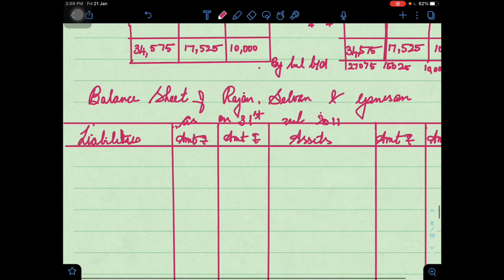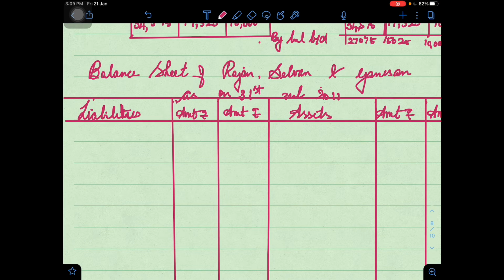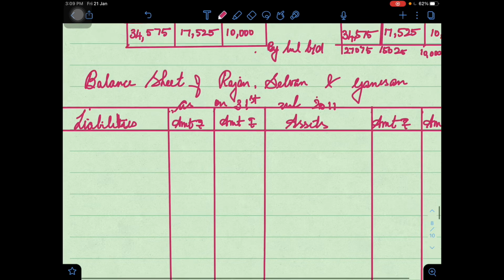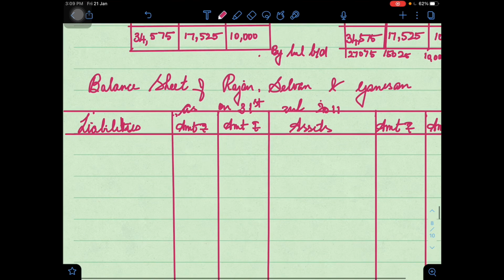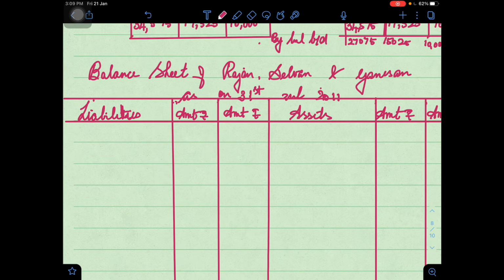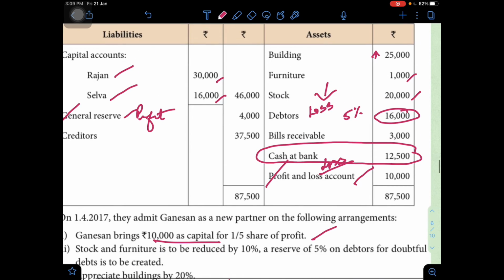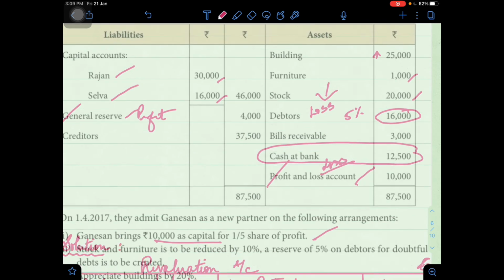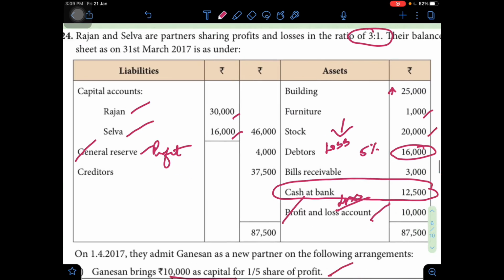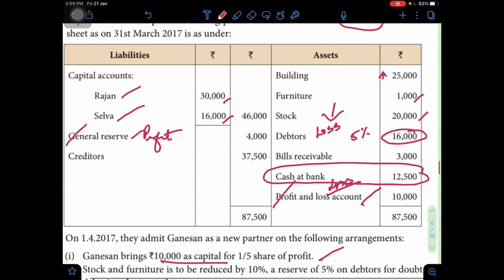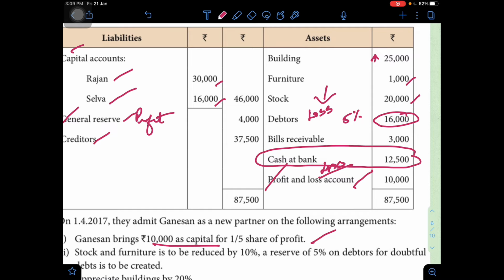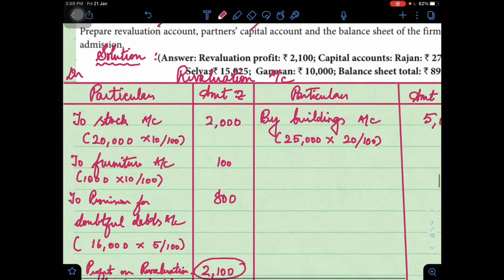Okay. Now let us start recording the balance sheet of the three partners, Rajan, Selvan and Ganeshan. First, to start with the liabilities, you can see the question, how it appears, same format. First, capital. We need not again enter the general reserve because it has already gone to the capital. So two things: capital followed by creditors, and in assets all these we will be entering, leaving the last item, with adjustments to be shown. Let me just show you one by one.